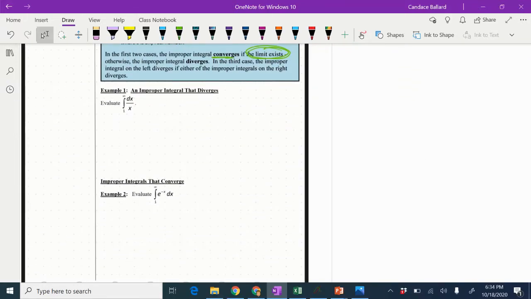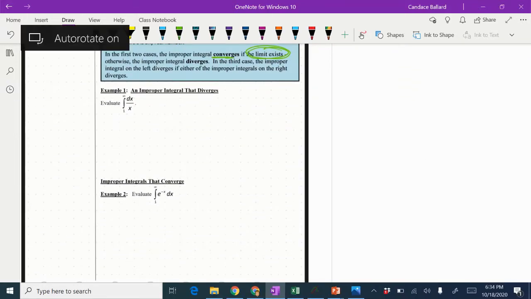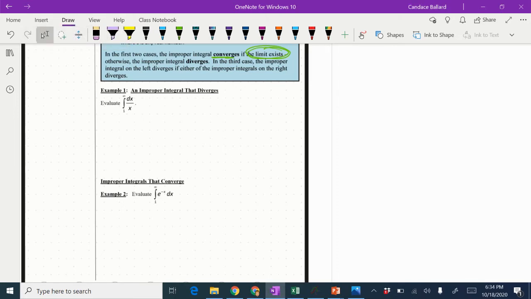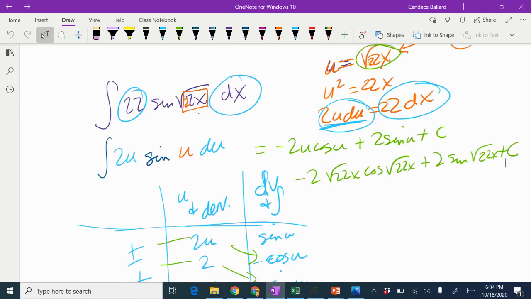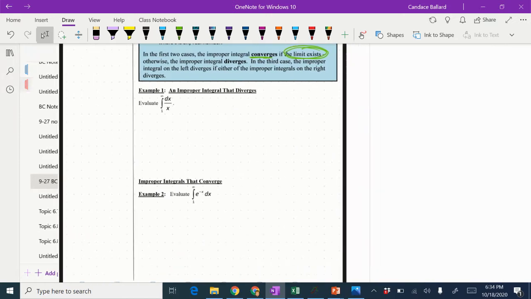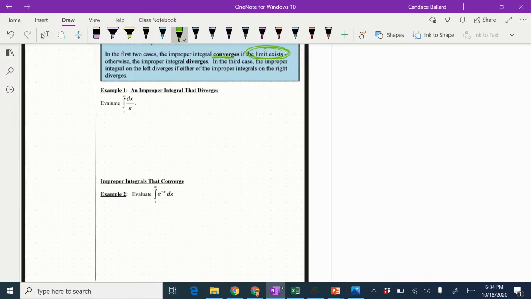In this video, we're going to continue topic 6.13, and we're going to look at some improper integral examples. So this first one, we have to evaluate the integral from 1 to infinity of dx over x, which is the same thing as saying the integral from 1 to infinity of 1 over x dx. You can look at it either way you want.